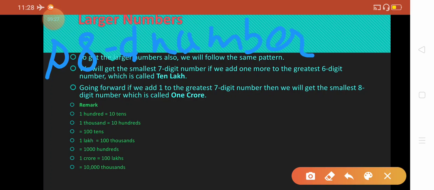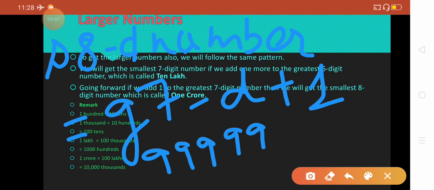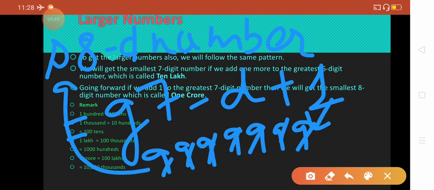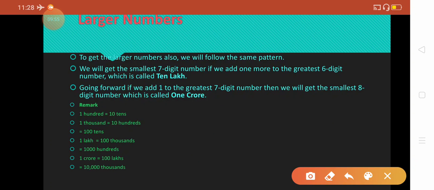Smallest 8 digit number. How will you get this? To the greatest 7 digit number we will add 1. Greatest 7 digit number is 9999999. How many places are there? 1 2 3 4 5 6 7. So we will add 1 to this and we will get the smallest 8 digit number. Understand? Now here are some values that you have to learn.